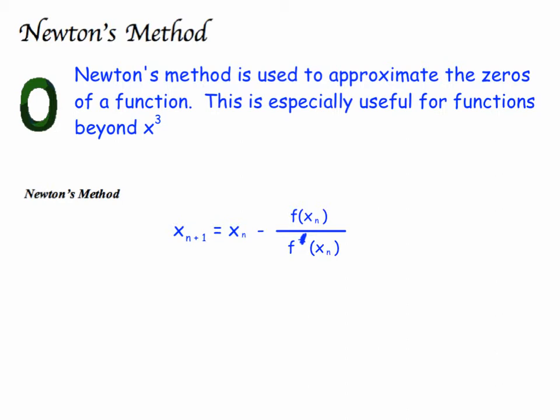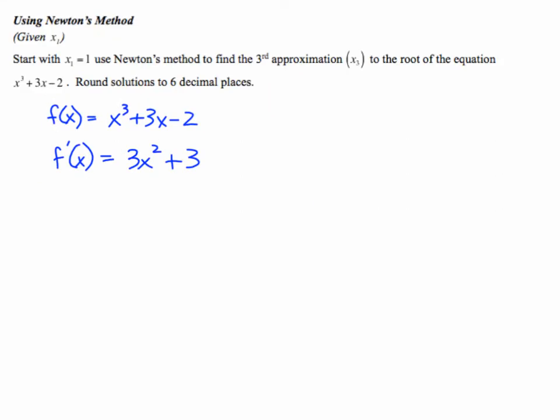So in this lesson, I'm going to show you a few examples, a few different situations using Newton's method. So the first example is when you're given x1. So you're given a certain value. So we want to find the third approximation for this equation, x cubed plus 3x minus 2.